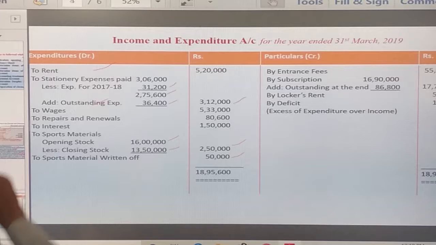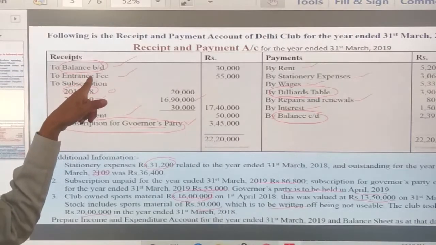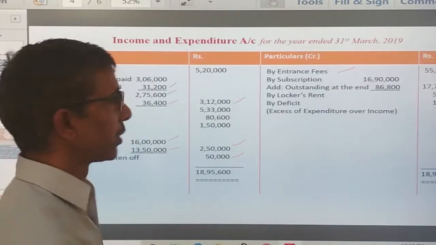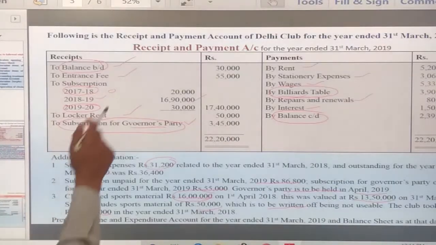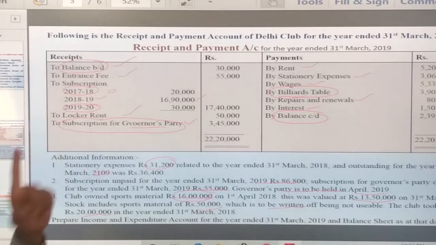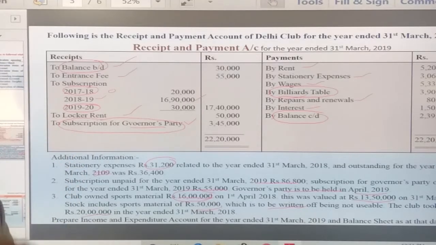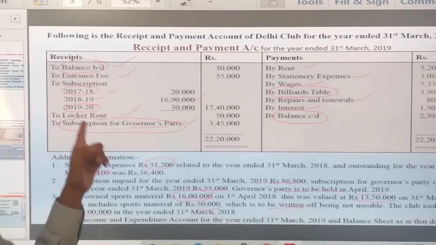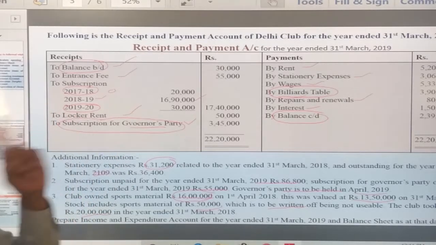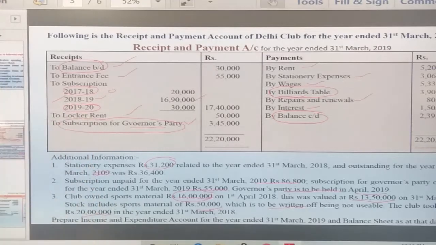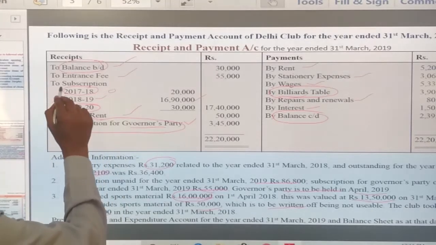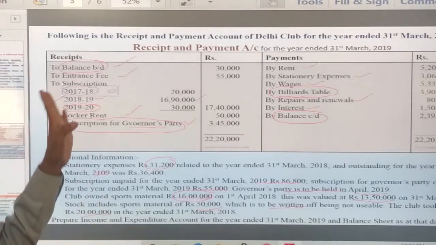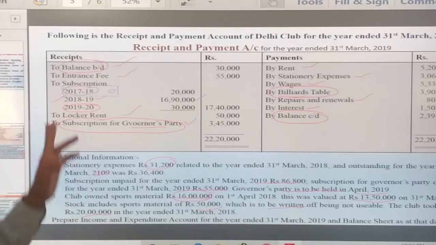Now come to the income side. From this side, entrance fee. Entrance fee we have shown. Then subscription. Subscription here is given for 2017-18, 2018-19, 2019-20. But in the income and expenditure account, which subscription do we have to show? The subscription which is related to the current year. And which is the current year? This is the current year. This is the previous year, so this we do not have to show. This was already shown in the previous year's income and expenditure account.